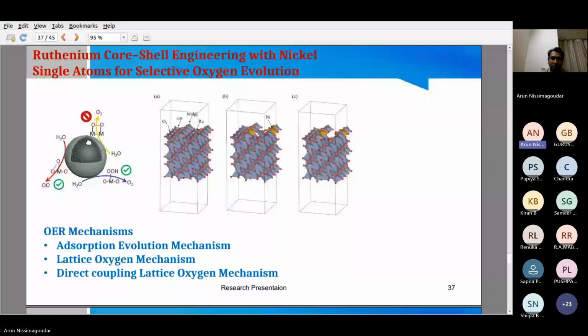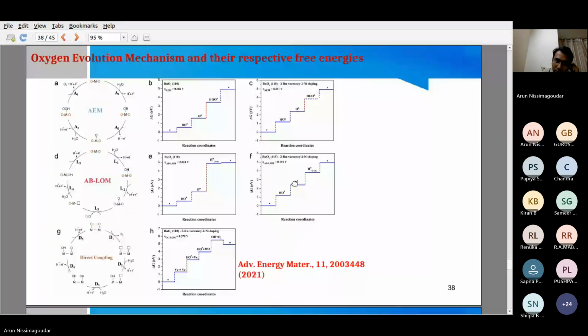OER facility. Usually the ruthenium core is not good, from what we understand from our earlier studies. So we doped it with nickel. You can see the nickel we doped, and we found that with the doping of nickel we can achieve a lesser overpotential with high catalytic activity for the oxygen evolution reaction.